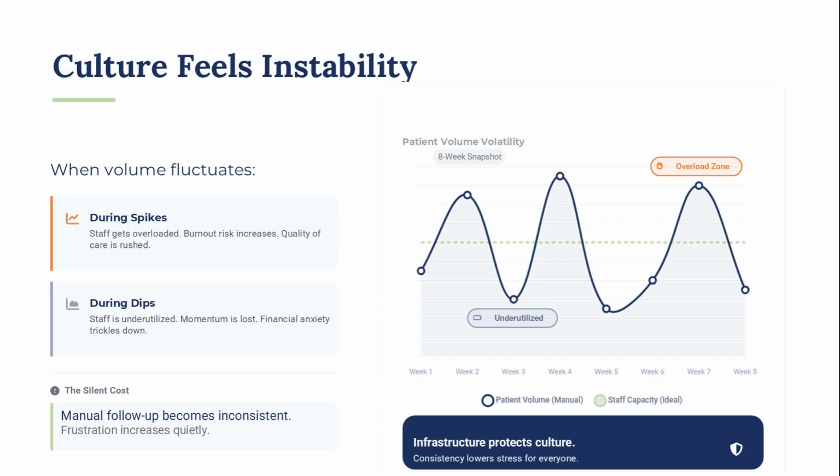Which is why infrastructure matters. Because consistency doesn't just stabilize numbers, it protects the people responsible for delivering care. And that protection changes how the practice feels, in ways metrics don't capture.